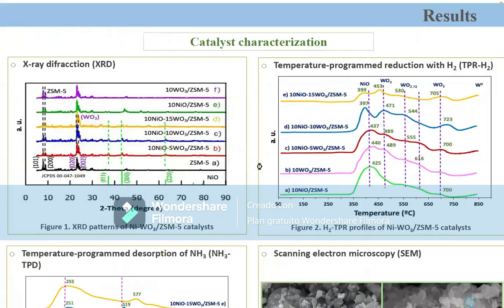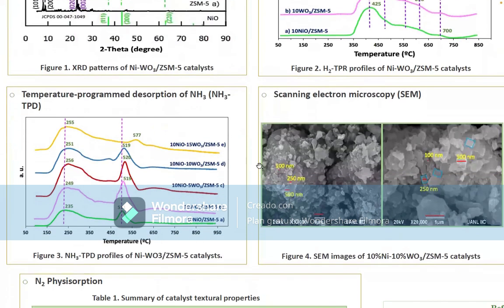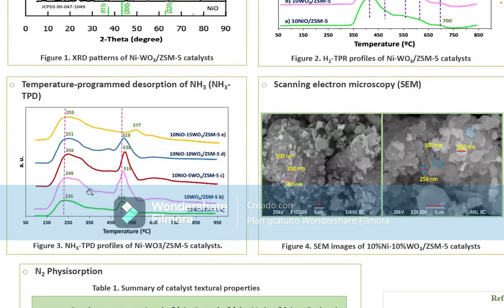TPD, the 10NiO/ZSM5 catalysts displayed acid profiles at 235 and 511 degrees Celsius, which increased and slightly shifted in the 10WO3/ZSM5 catalyst. In bimetallic catalysts, signals at 520 degrees decreased with more WO3, indicating that WO3 covers the acidic sites of ZSM5.